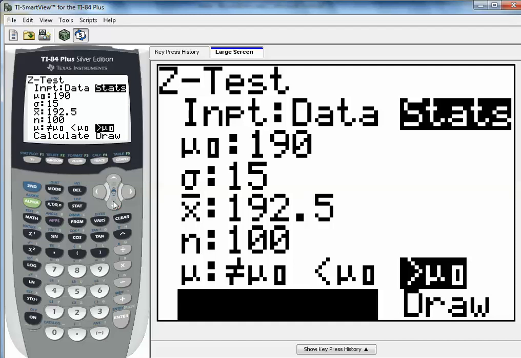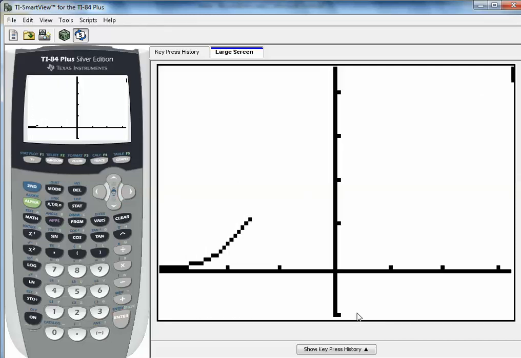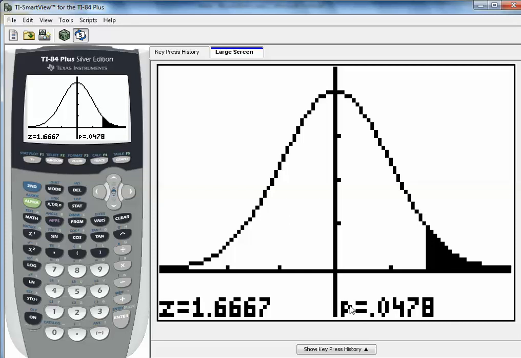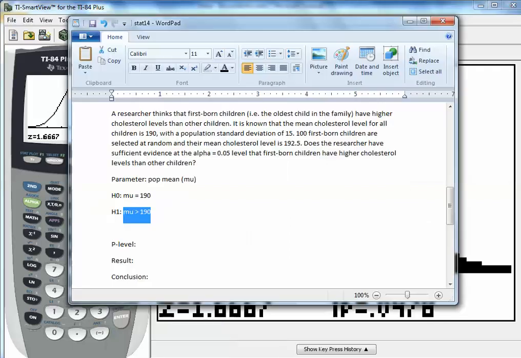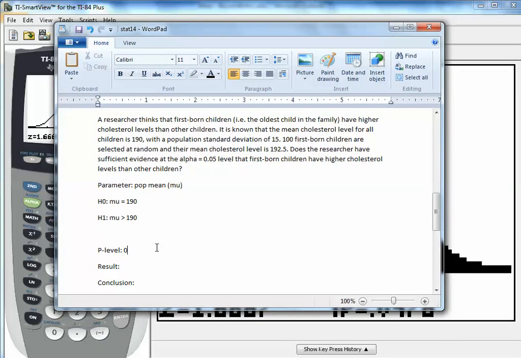You can either calculate or draw. I like to draw because it gives you a nice picture. Here's the distribution of the sample mean. Remember, we know the mean and standard deviation of that from a couple weeks ago. The probability of getting a sample like this at random is 0.047. So our p level is 0.047, which is less than alpha.